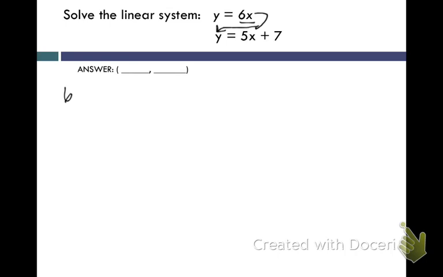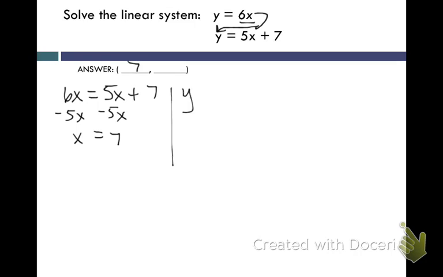So I'll have 6x equals 5x plus 7. Now I'll subtract 5x from both sides. So that is x equals 7. I can choose either equation to substitute my value for x in, and I'm just going to choose the first one. So 6 times 7 is 42. So my point of intersection, which is the solution of this system, is the point (7, 42).